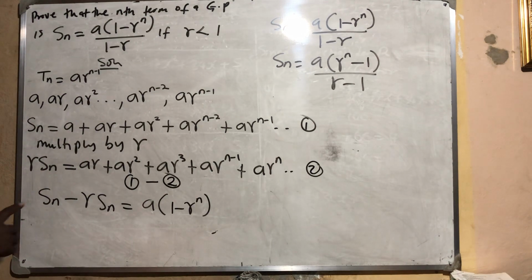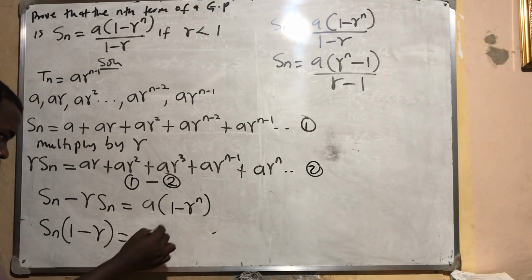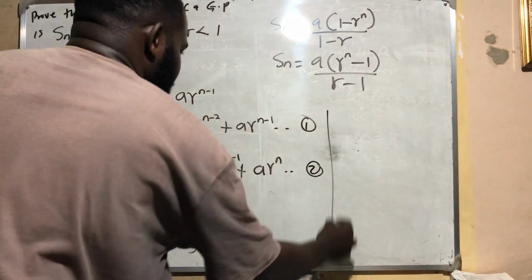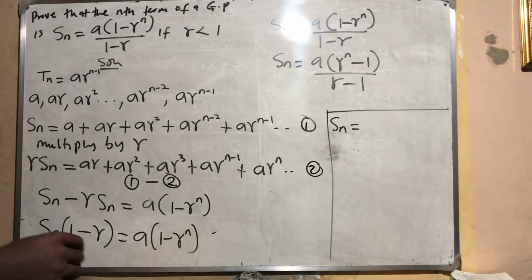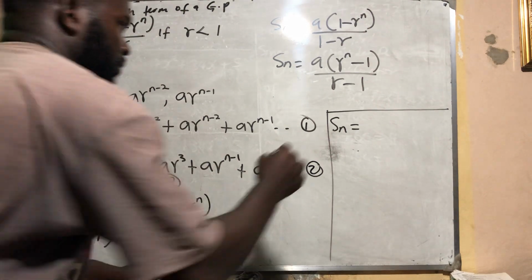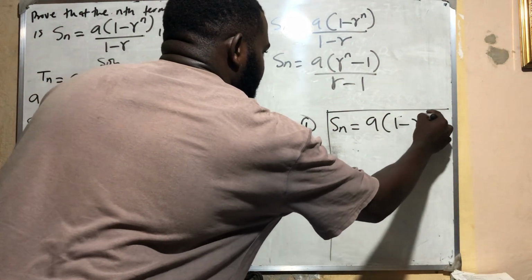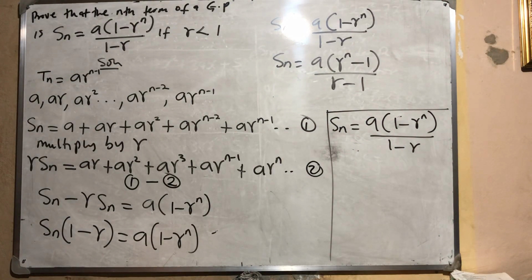The last thing you need to do for me is what? Factorize. What is common between these two places is Sn. In bracket, this divided by this will give you 1, minus this divided by this will give you R, because this will cancel this. R is remaining. Okay? Is equal to what? A in bracket of 1 minus R raised power n. You see that? So the last thing now is to make Sn stay alone. If Sn stays alone, divide everybody by 1 minus R. This one will come down to have A in bracket of 1 minus R raised power n all over 1 minus R. That's all. Proved. You are done. Okay?